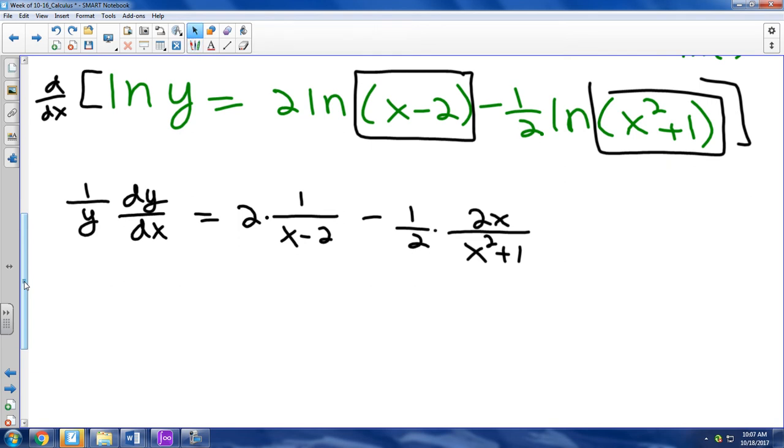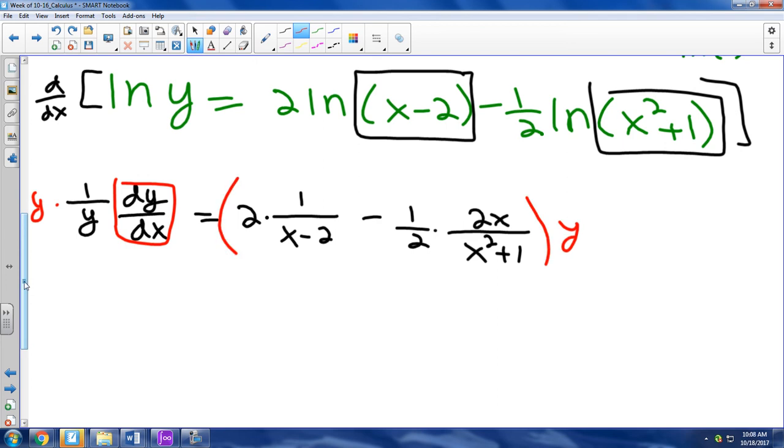That's it. But what are we looking for, really? We're looking for dy dx, right? dy dx is what we want. So to get dy dx, we should multiply y on both sides. So we multiply y on both sides, we'll get dy dx.